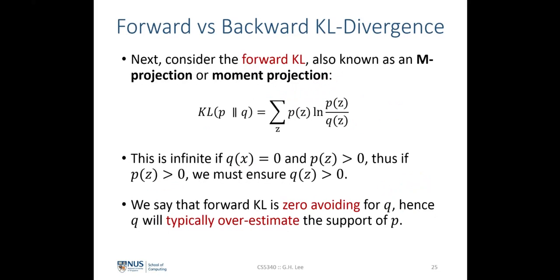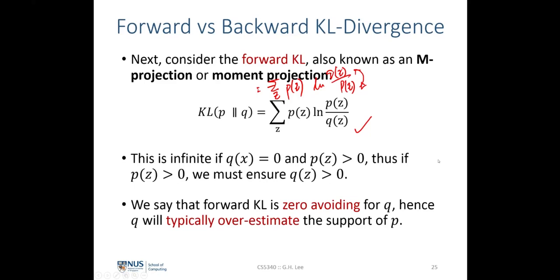Next, let's look at the forward KL divergence, otherwise known as the M projection or moment projection. It's defined in this way, where we are taking the KL divergence of P with respect to Q over here. By right, this is supposed to be equal to this guy over here, P of Z log of Q of Z over P of Z, but there's a negative sign here. If we flip these two around, then the negative sign gets absorbed into the summation term, and as a result we get this expression over here.